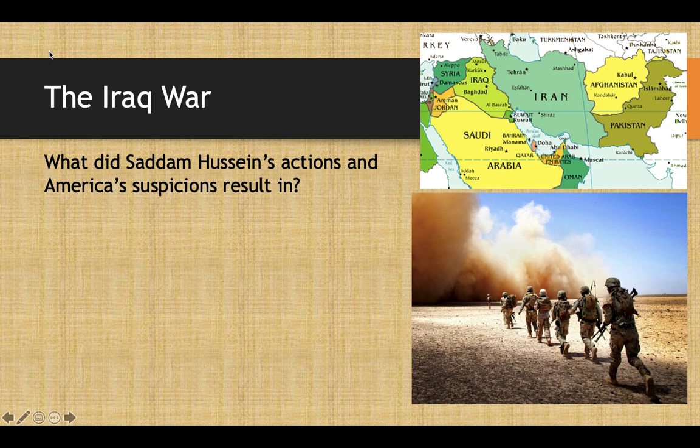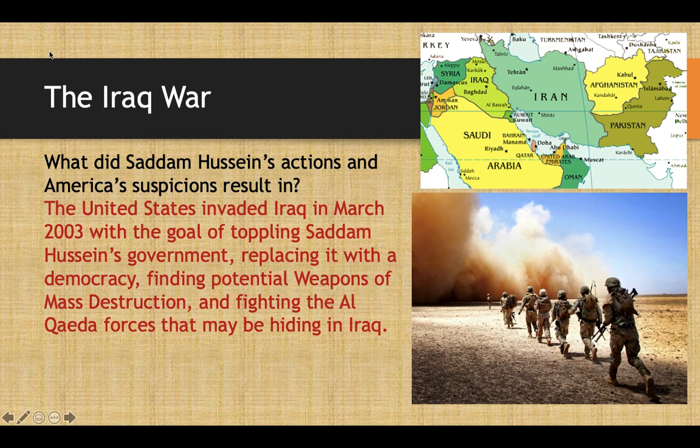All right, so all of those actions by Saddam Hussein and America's suspicions about him after 9/11 resulted in the U.S. invasion of Iraq. This started in March of 2003, and we had several goals. We had 4 major goals when we invaded Iraq. Number 1 was to topple Saddam Hussein's government, get him out of power, say enough is enough. You can't keep oppressing your people and threatening the world. Got to get him out of power.